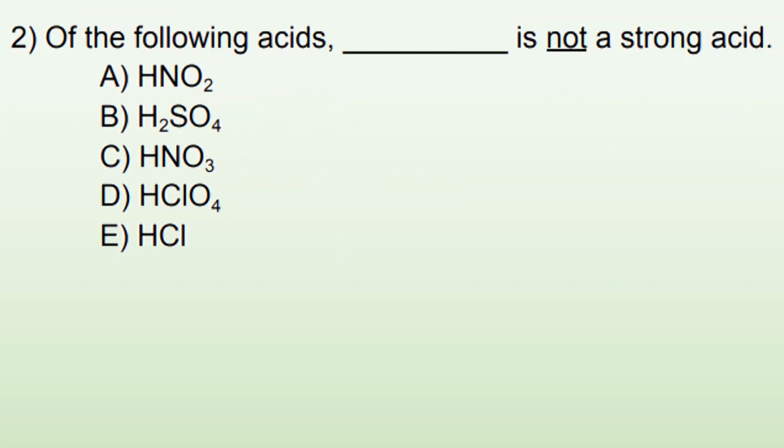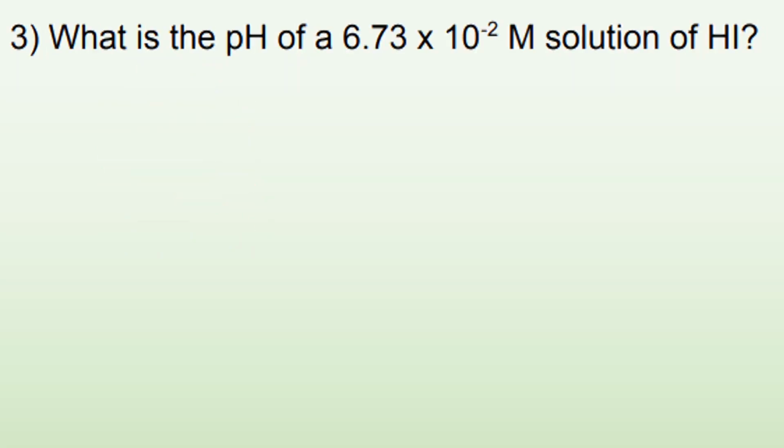All right, number two, of the following acids, blank is not a strong acid. The only one that's not a strong acid here is this HNO2. The rest of these are strong acids. A little bit of memorization to go with those. All right, what is the pH of a 6.73 times 10 to the minus 2 molar solution of HI?